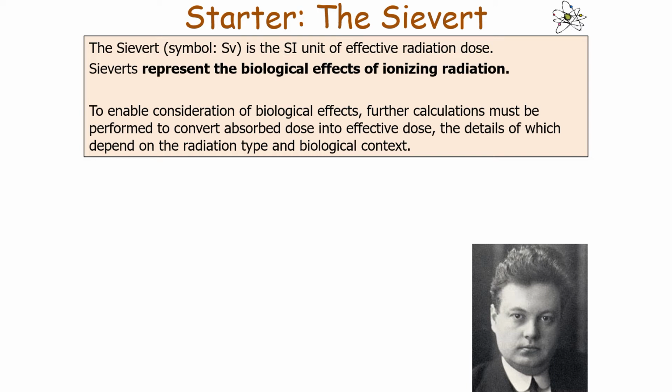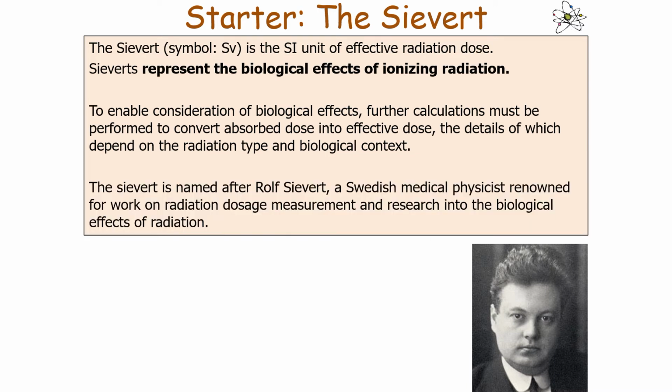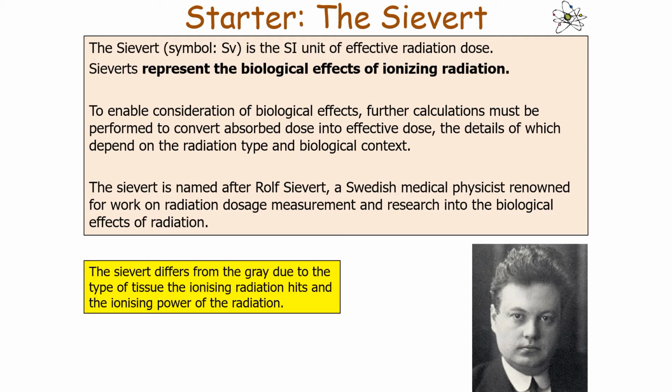Now the Sievert is named after Rolf Sievert, who was a Swedish medical physicist renowned for his work on radiation dosage measurement and research into the biological effects of radiation. So you've got to be aware that the Sievert differs from the Gray due to the type of tissue the ionizing radiation hits and the ionizing power of that radiation.